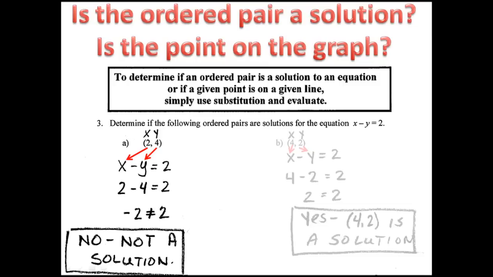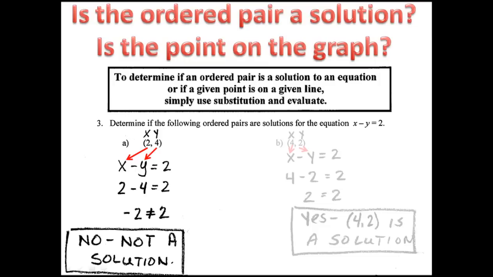Another way they might ask this question is, is the point (2, 4) on the graph x minus y equals 2? But no matter how they ask it, we're simply plugging the 2 in for x and the 4 in for y. Notice when I do that, I have 2 minus 4, which is negative 2. Negative 2 does not equal 2. And so the point (2, 4) is not a solution.